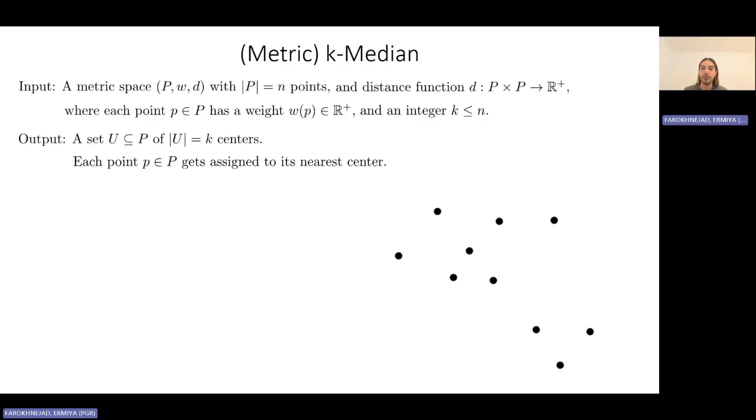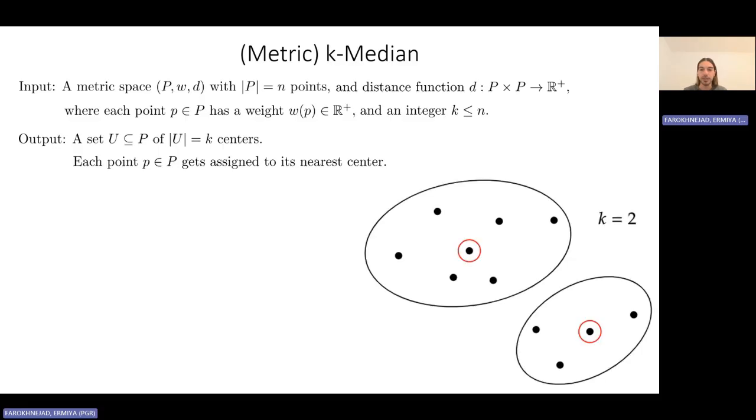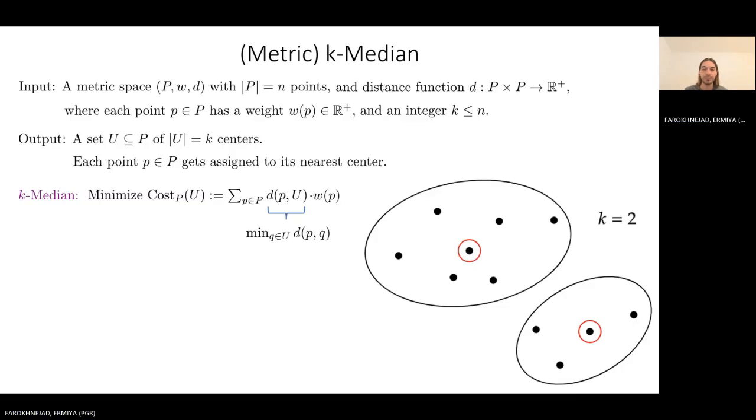For instance, here, if we have this space, and let's say k is 2, it is possible to consider these two red points as centers, and then each other point is going to be assigned to its nearest center. And the goal in K-median is to minimize this objective function: the distance of any point to its assigned center times the weight of that point, and the summation over all of the points in the space.